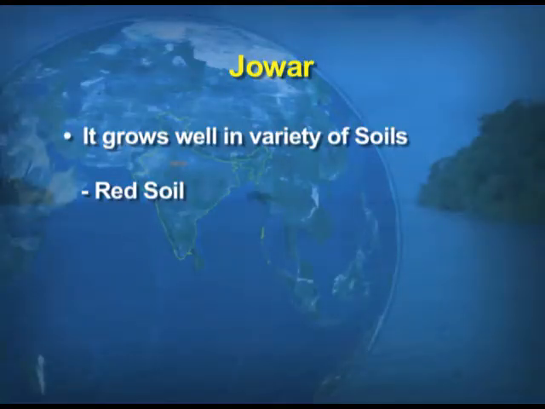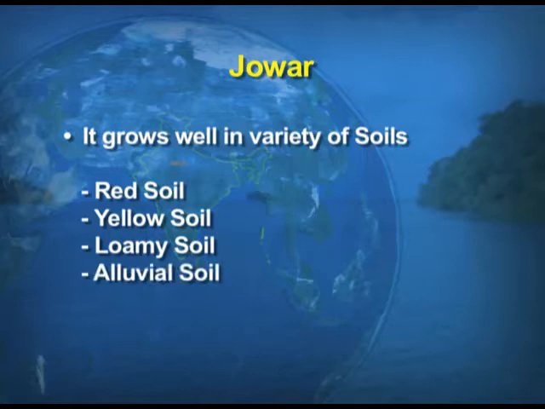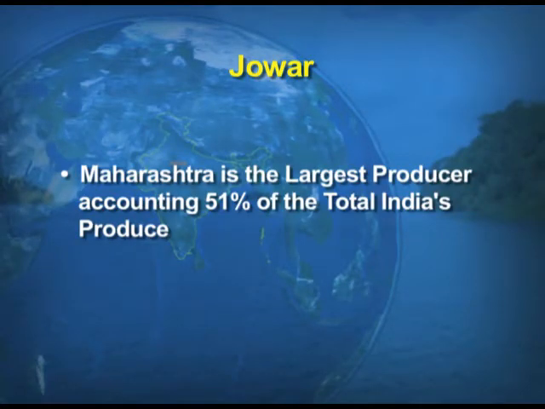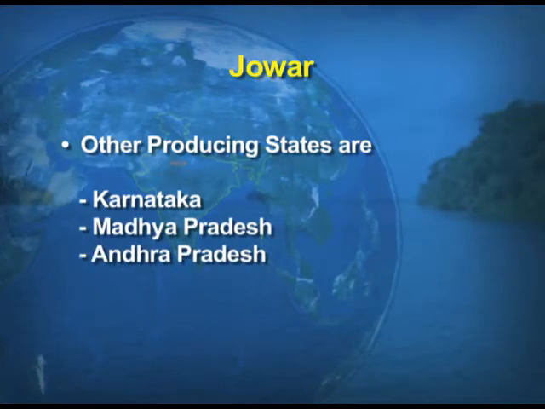As far as the soil is concerned, this can be grown in a variety of soils, children. For example, red soil, yellow soil, loamy and alluvial as well. Maharashtra is the largest producer of jowar with 51% of the total India's produce. So, besides Maharashtra, the other states are Karnataka, Madhya Pradesh, Andhra Pradesh, Tamil Nadu and Gujarat.